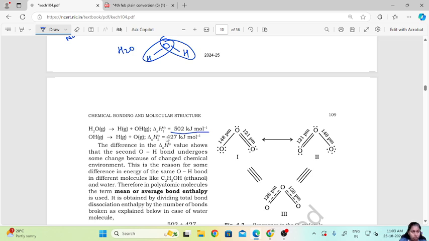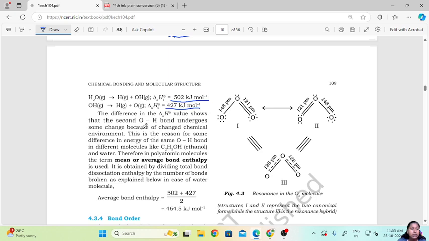If I break one of the OH bonds, what will remain is the other OH bond. Now to break this single OH bond, it requires 427 kilojoules per mole. Since both are OH bonds, but the energy required to break them differs. This is basically because once the first OH bond is broken, the second OH bond undergoes some changes because of the changed chemical environment.